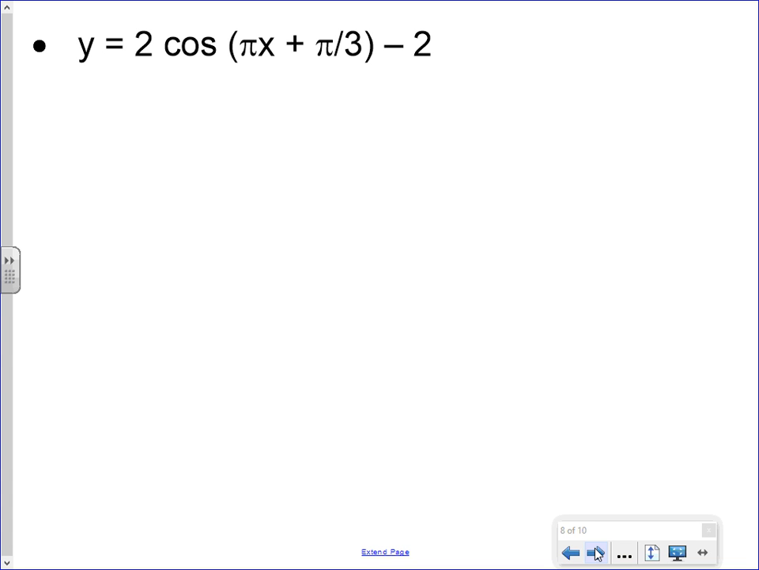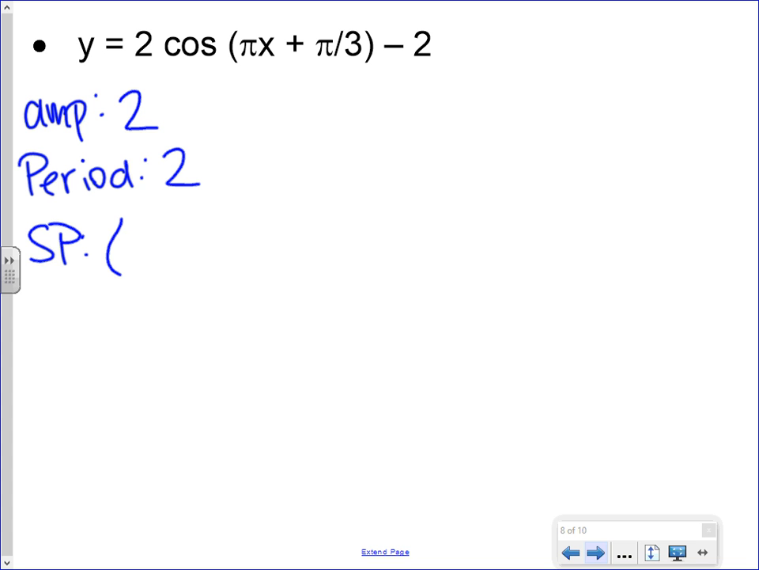All right. Amplitude, pod 1. Period, pod 2. Starting point, the x-coordinate, pod 3. Negative 1/3, and the y-coordinate, pod 4. Okay, pods 1, 2, 3, and 4. The rest of the pods agree with it.